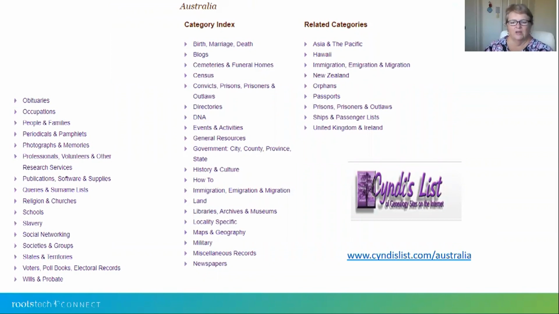Cindy's List is another portal site that will give you lots and lots of links to different aspects of family history in Australia. You will find archives under libraries, archives and museums, but this list is a lot more than just archives. So I recommend having a good look through some of those topics.